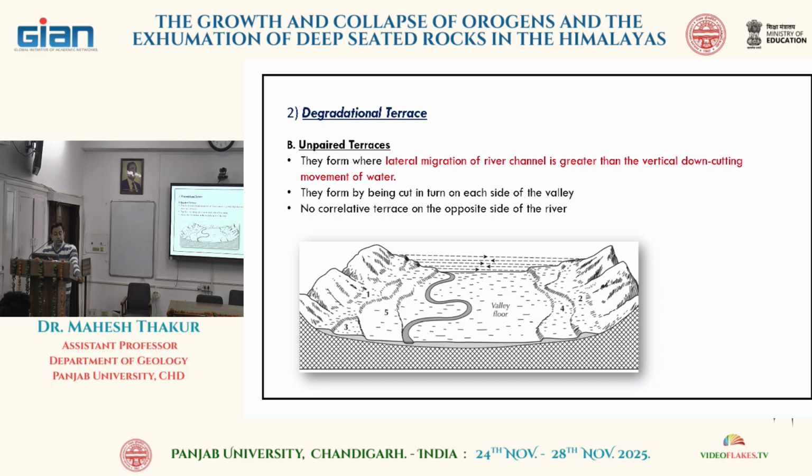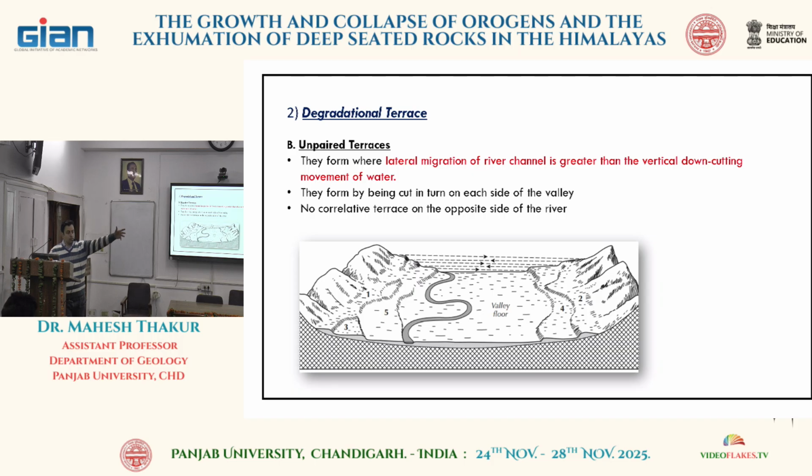Unpaired river terraces. Now in the case of the Ghaggar River, we have five river terraces. All these river terraces are present only on the right side of the river. But on the other bank, the left bank, you don't have any river terrace. So the Ghaggar represents an example of unpaired river terraces. They form where the lateral migration of the river channel is greater than vertical downcutting. So you know the city Panchkula.